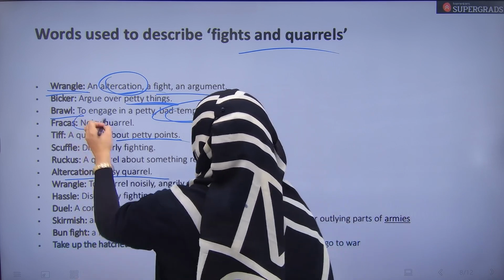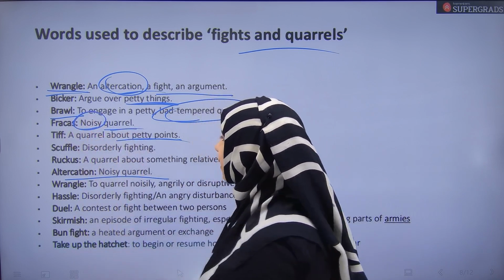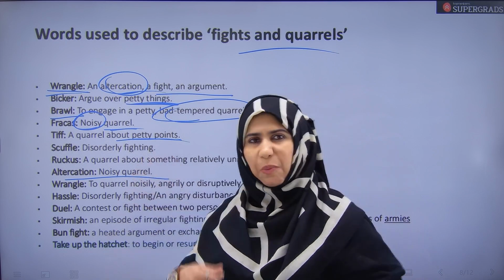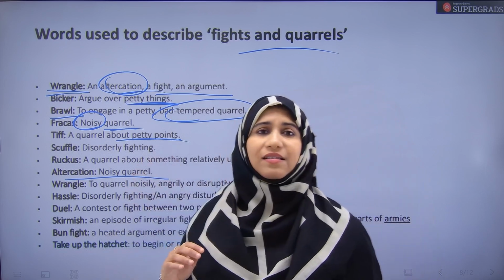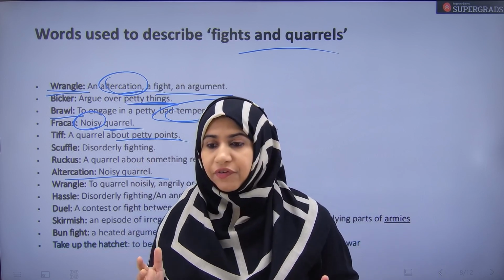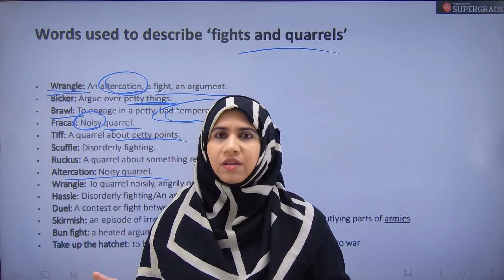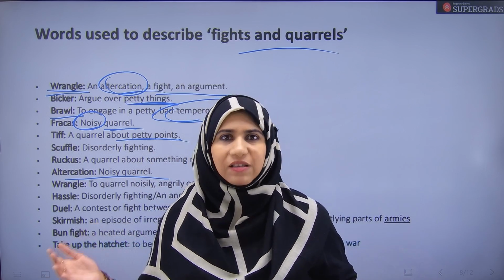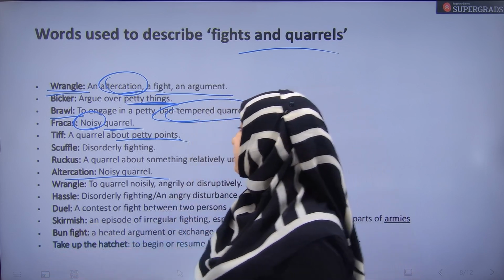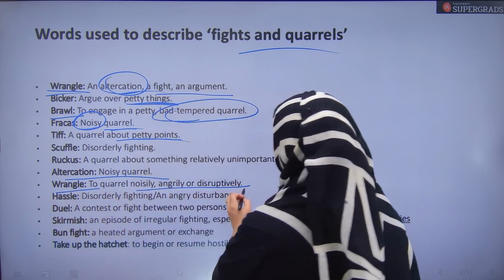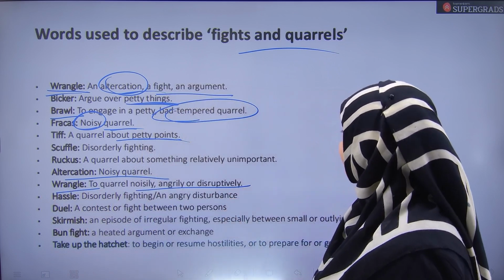Fracas is a noisy quarrel. What is this fracas about? Scuffle, proper ladai, scuffling. Ruckus. अब ruckus जरूरी नहीं है सिर्फ हमेशा लड़ाई के सेंस में ही हो. What is this ruckus? आप किसी chaos या किसी भी टाइप के commotion को भी ruckus बोल सकते हो. Wrangle, quarrel noisily. Hassle. Duel.